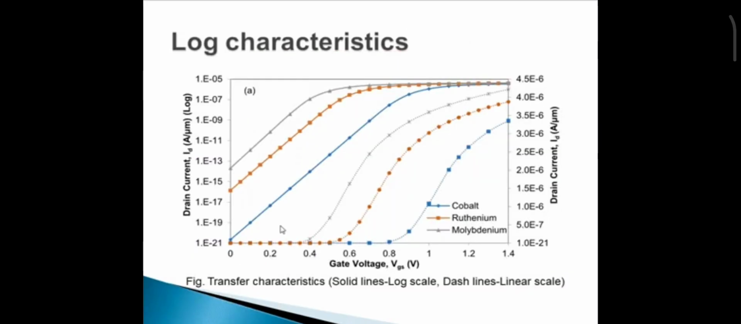I have run my program at three different work functions: when I am using cobalt as the gate material, when I use ruthenium as the gate metal, and when I use molybdenum as the gate metal. This is the linear curve and this is the log curve.